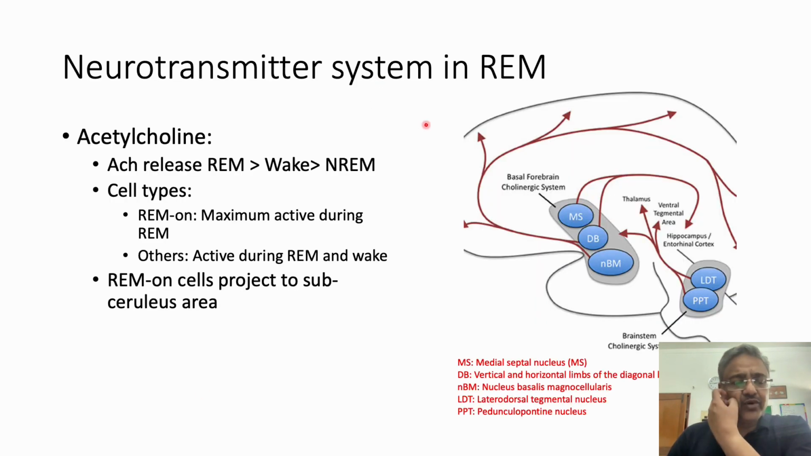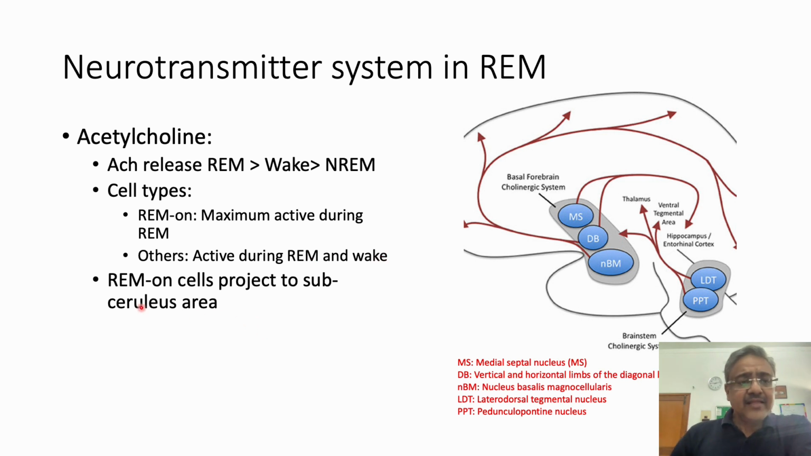When we look at the different neurotransmitters which help in the appearance of the REM sleep, as we have already discussed, it is the acetylcholine neurons in the laterodorsal tegmental nucleus and the pedunculopontine nucleus. These cholinergic neurons release ACh, which is highest during the REM, lesser during the wake, and least during the non-REM sleep. And then we have different cell types interspersed among these areas, which are known as the REM-on cells, and which are maximally active during the REM sleep. Then there are other cells which are active during the REM as well as the wakefulness.